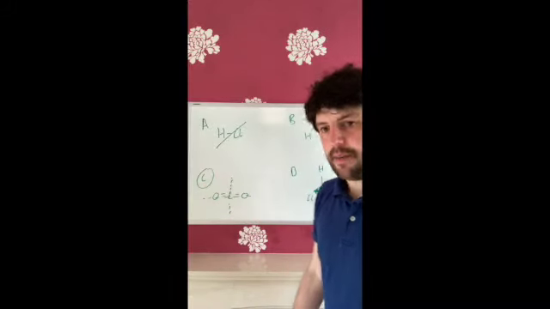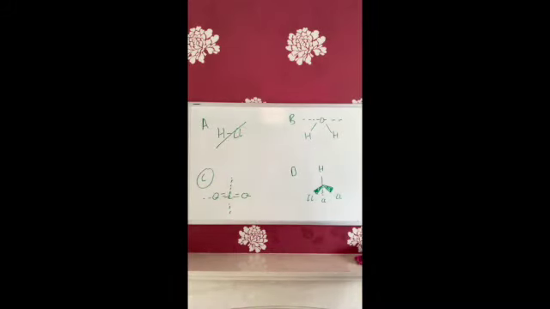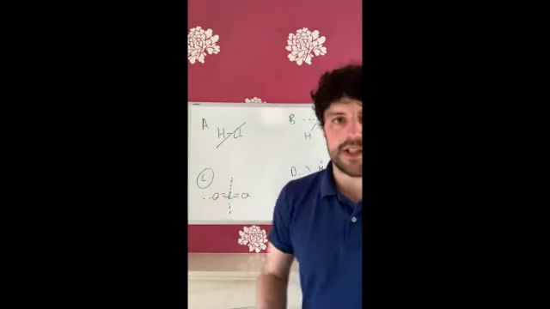And if we look at D, trichloromethane, there is symmetry across this way, but there's not symmetry across this way. So it's not D either. So the answer to this one is C.